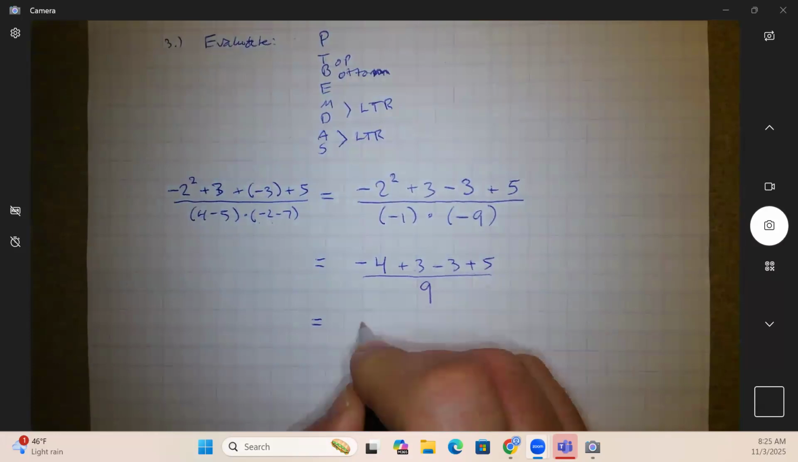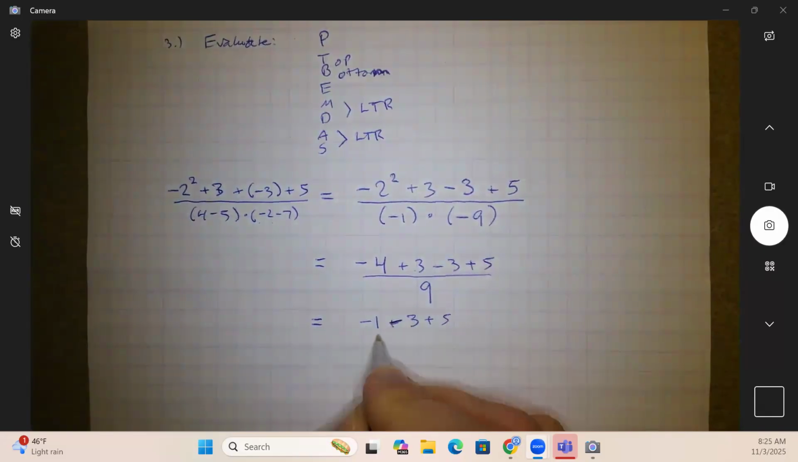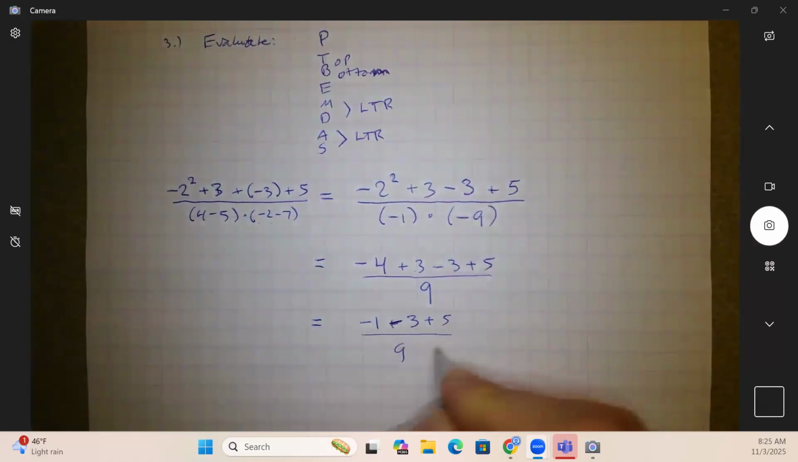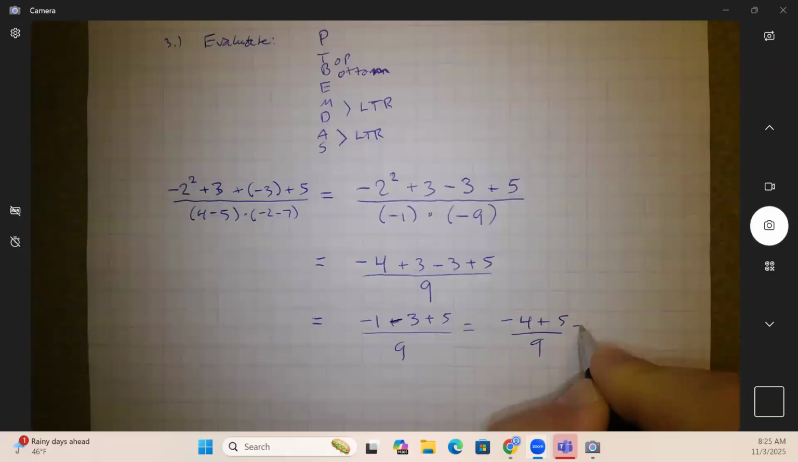So -4 plus 3 is -1. Sorry, -1 -3 plus 5 over 9, which is -4 plus 5 over 9, which is 1 over 9. And that's as far as I'll go. I'm happy to leave it as a fraction.